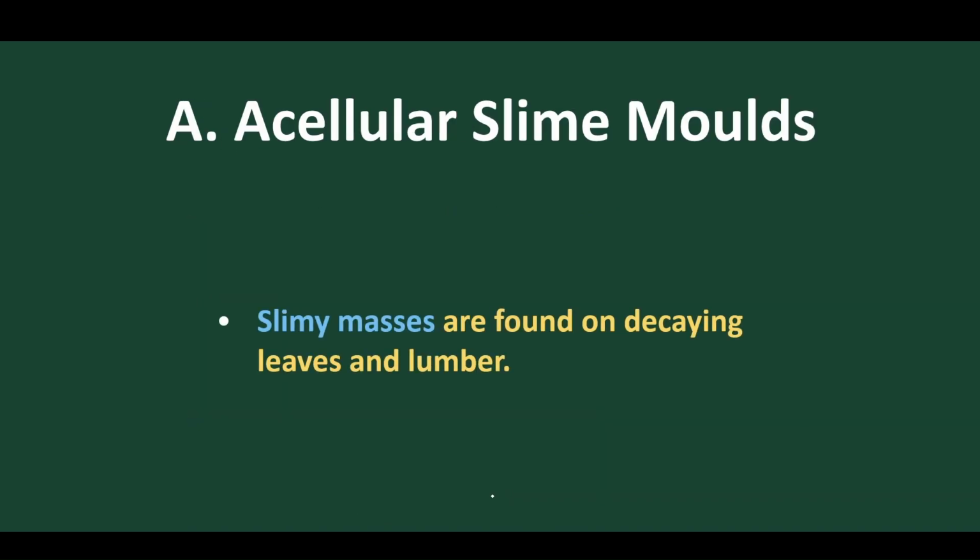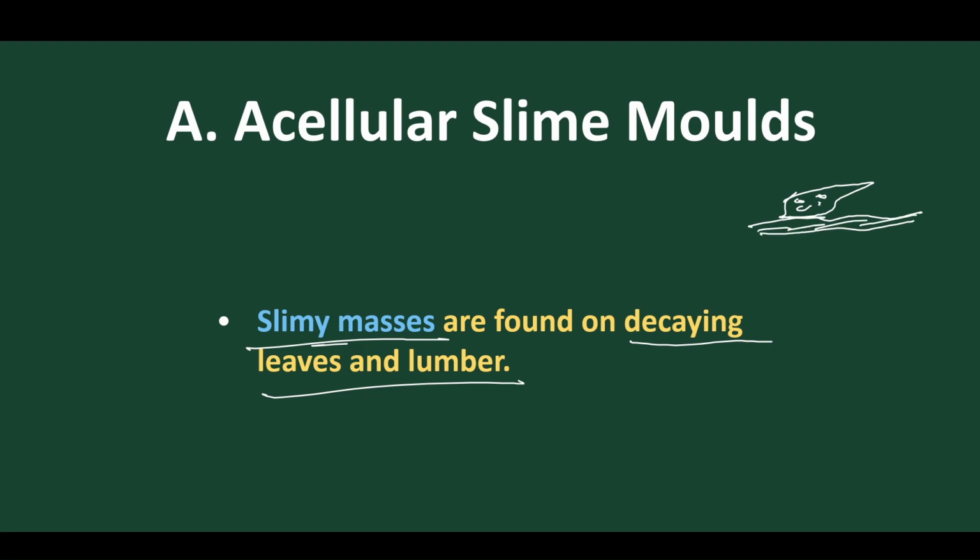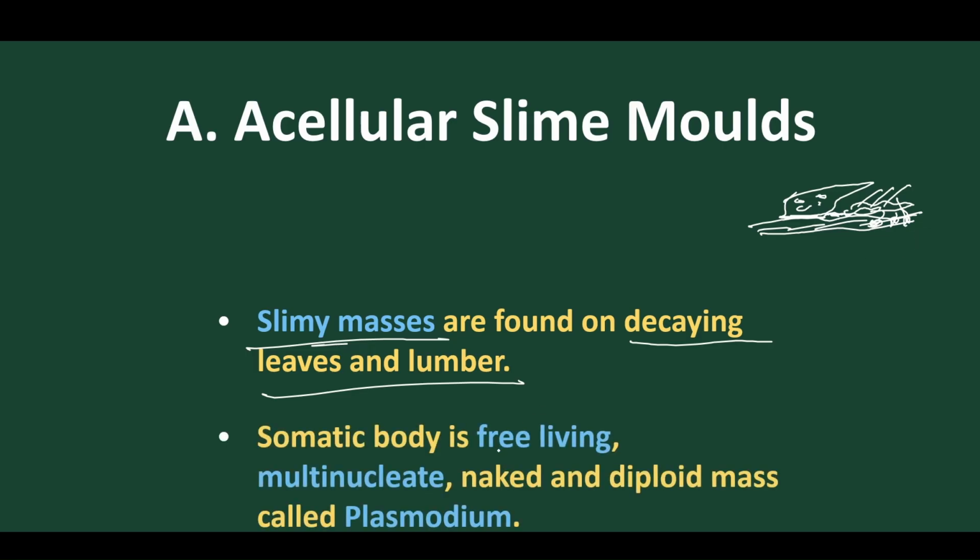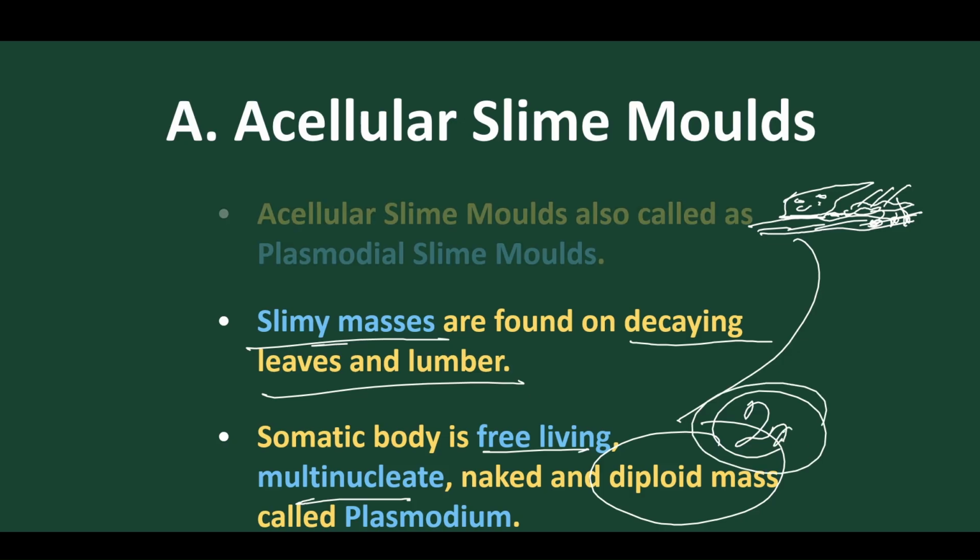Let's discuss the acellular mode. In acellular, they move on decaying leaves and lumber as slimy masses, secreting mucilage, and through the slime they creep. They creep on the organism and release digestive enzymes, dissolve the organism, and take in the dissolved materials. The somatic body is free-living, a multinucleated plasmodium, and the nucleus is 2N. It is a diploid organism.